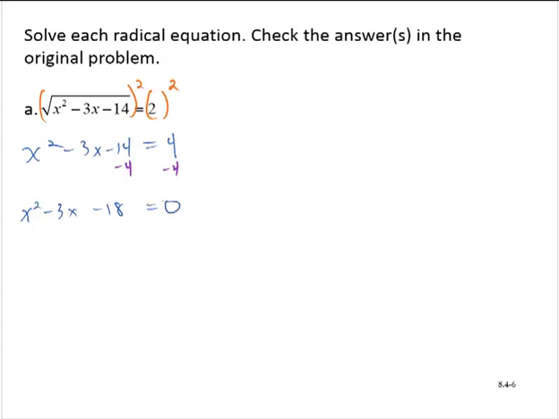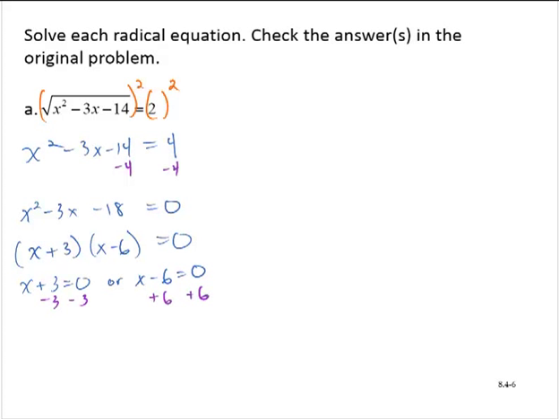And I'll use factoring. X squared minus 3x minus 18 factors as x plus 3 times x minus 6. So then x plus 3 is 0, or x minus 6 is 0, or both. And so we'll solve each of those, subtracting 3 from both sides on the first equation, adding 6 to both sides on the second equation, gives x is negative 3, x is 6. So we have two possible solutions that we need to check.